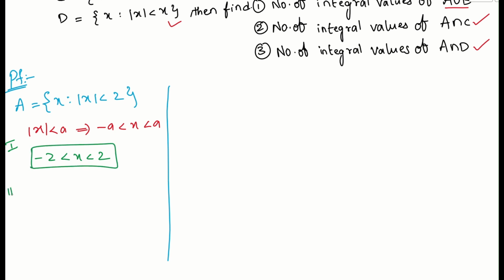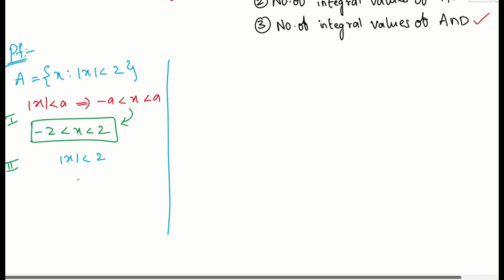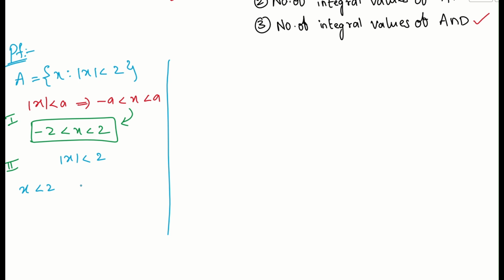Now let us consider the second case. For the second case, we have |x| is less than 2. What is the meaning of |x| is less than 2? Modulus function means x can be negative, or x can be positive. So from this, I can take x is less than 2, or it can be negative also. This is nothing but -x is less than 2.